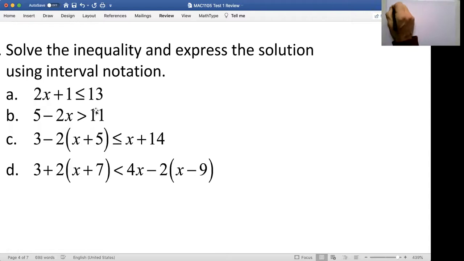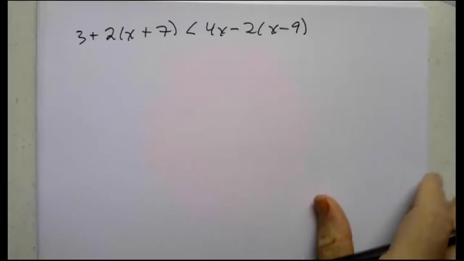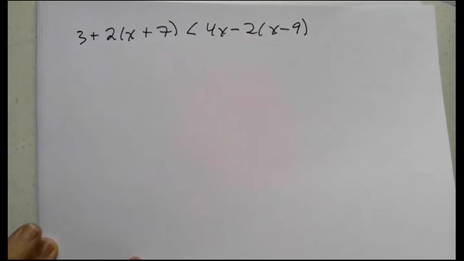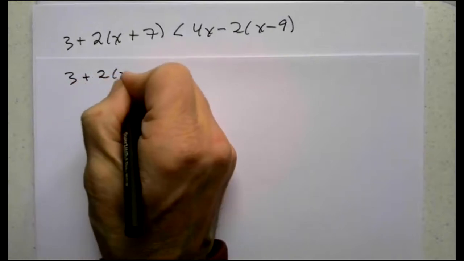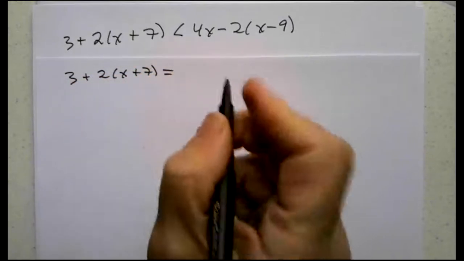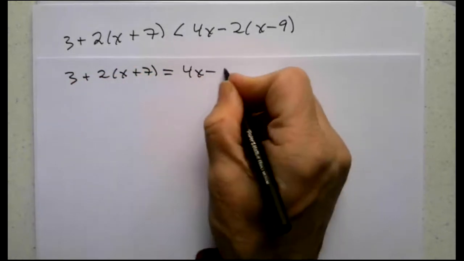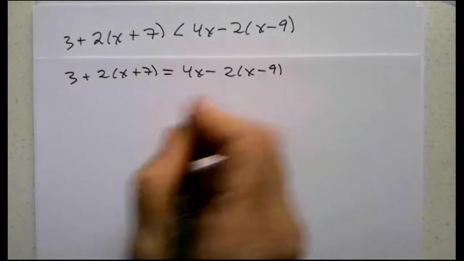We have 3 plus 2 times x plus 7 less than or equal to 4x minus 2 times x minus 9. Okay. So using my preferred strategy, I'm going to solve it as an equal. So we say 3 plus 2 times x plus 7 equals 4x minus 2 times x minus 9.